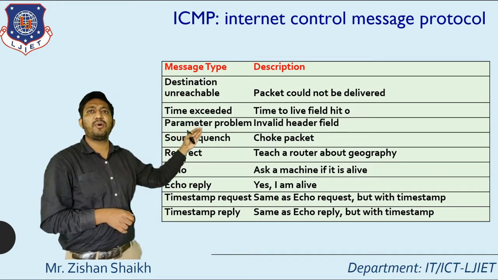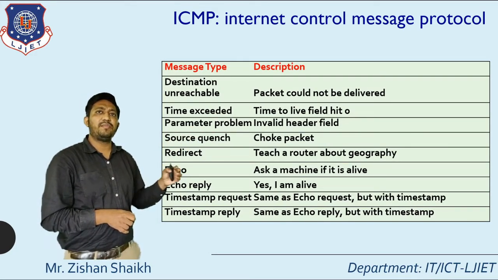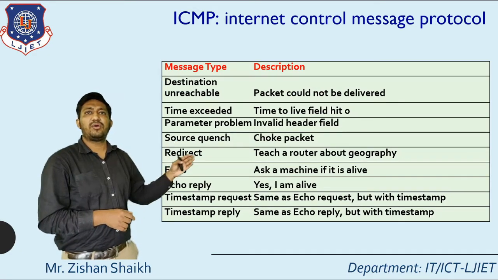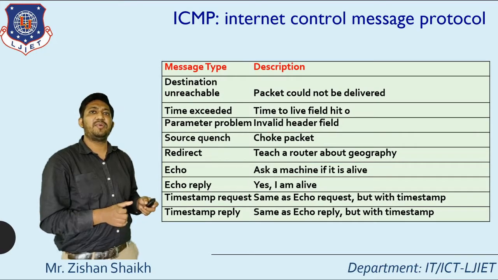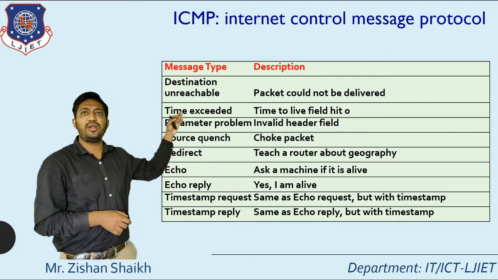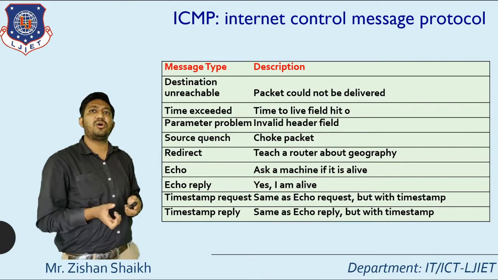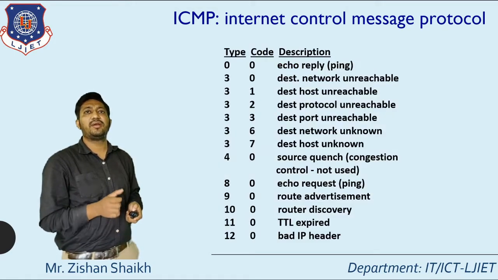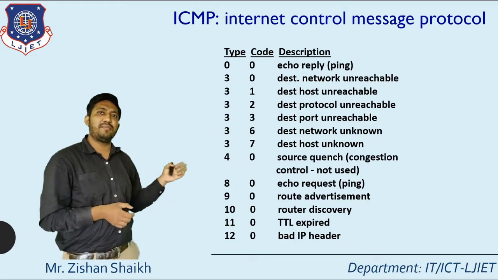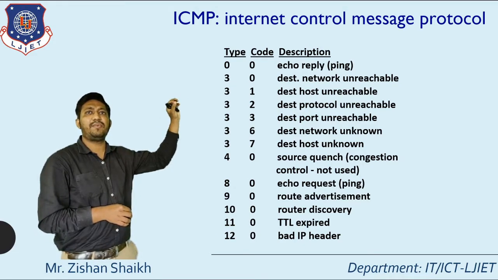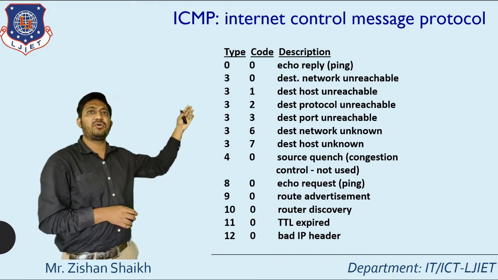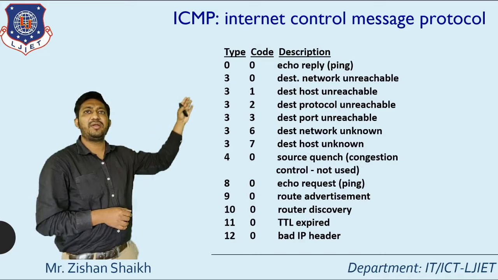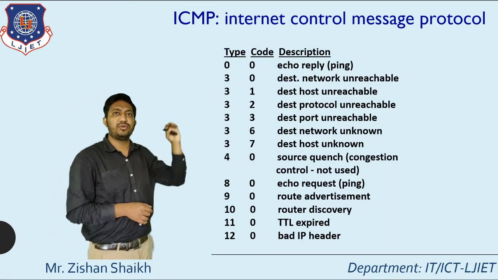If we are talking about time exceeded, that means the time to live field has hit 0. Source quench is a choke packet message. So according to the message type, our host or router will understand the exact situation of our network. Each message has a type and code. For example, echo reply, if we are performing a ping operation, is type 0 and code 0.